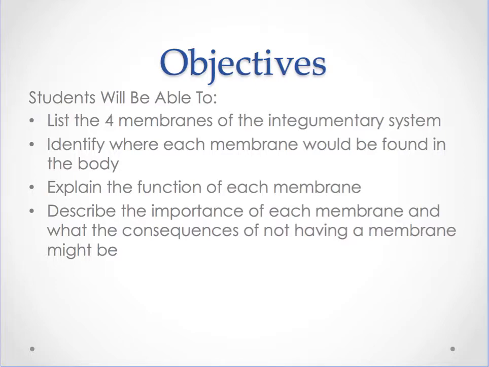At the end of today's lesson, you will be able to list the four membranes of the integumentary system. You'll be able to identify where each of those would be found. You'll be able to give me the function of those membranes. And lastly, you'll be able to describe the importance of each membrane and the consequences that would result if they were not present.